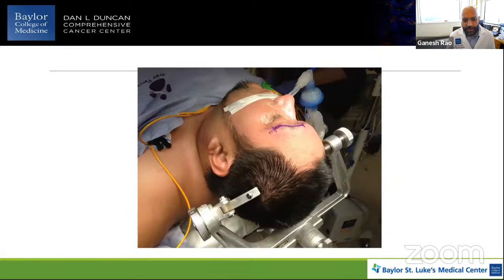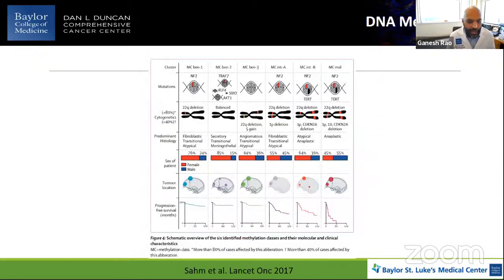So you can see a very small eyebrow incision, as opposed to having to do a very large incision in the patient's skull. This gives us direct access to the frontal skull base, and the tumor can be removed with minimum cosmetic consequence. We are now seeing and understanding the different molecular characteristics of these tumors.